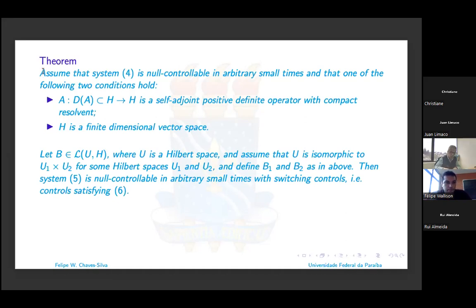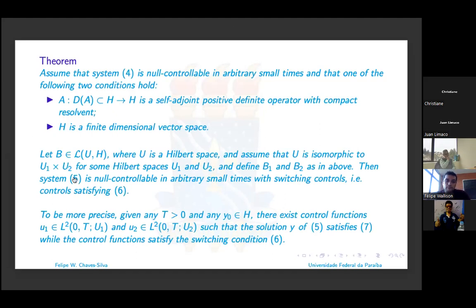Okay, so let me just give the idea of how to prove it. I won't enter too much detail. The proof is a bit technical, so I will just explain the ideas. I will be very quick on this because I want to focus on applications. Okay, so just to summarize, given any positive time and initial condition, you can find two controls U1 and U2 such that the solution of our switching control problem is zero at time t, and the controls U1 and U2 satisfy the switching condition.